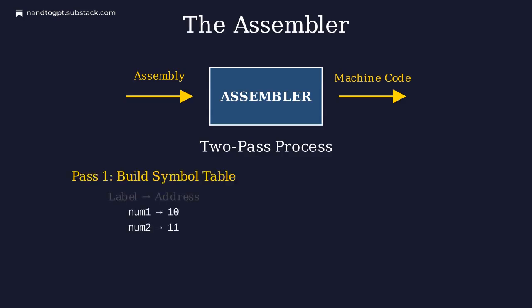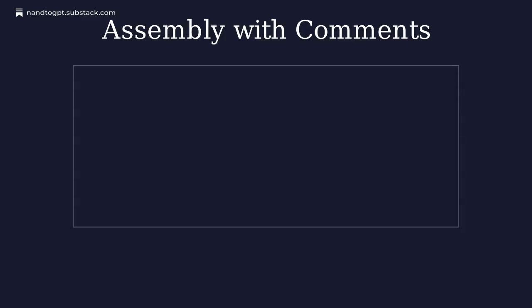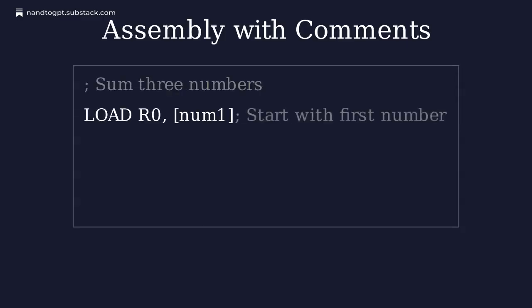The assembler works in 2 passes. Pass 1, scan for labels and record their addresses in a symbol table. Pass 2, translate each instruction, replacing mnemonics with opcodes and labels with addresses. 1 instruction in, 1 instruction out. Perfect one-to-one translation. There's one more thing assembly gives us, comments.